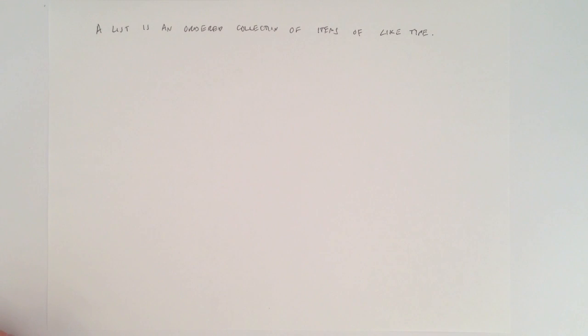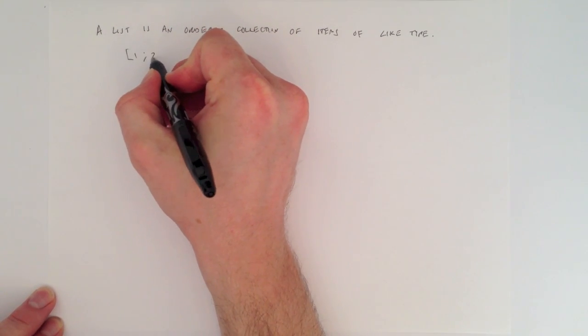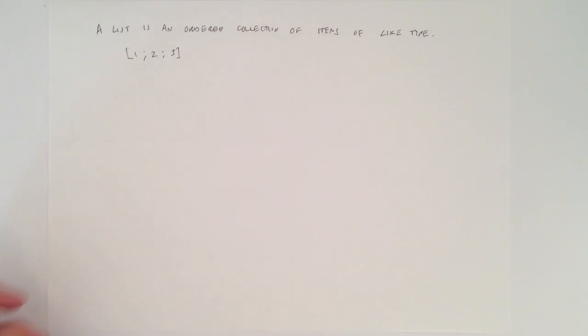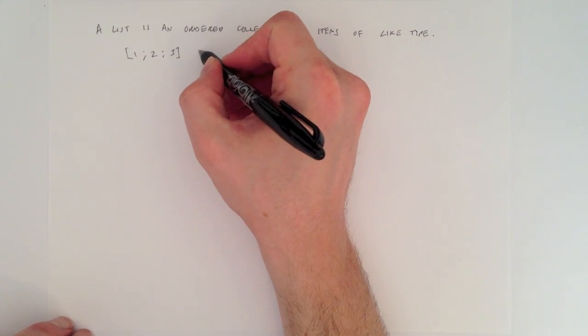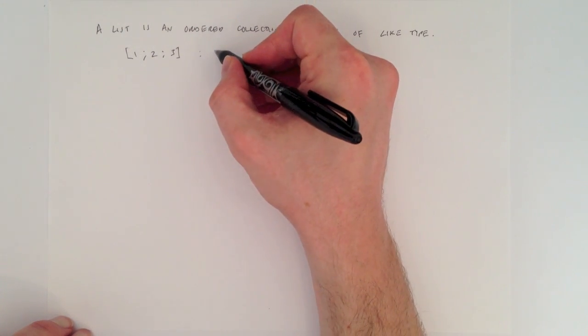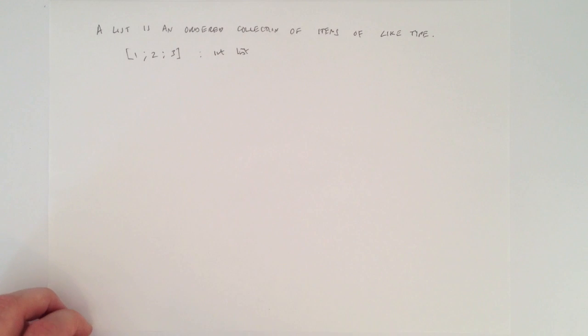So here's an example of a list containing some integers. We write it out using semicolons between the items and the square brackets around the outside. What's the type of this expression? Well, it's a list, it contains integers, and so we write int list as the type.